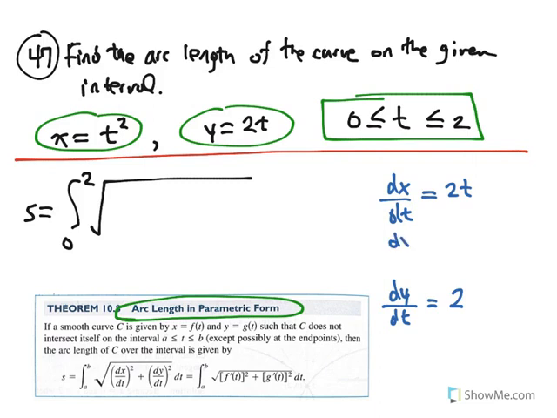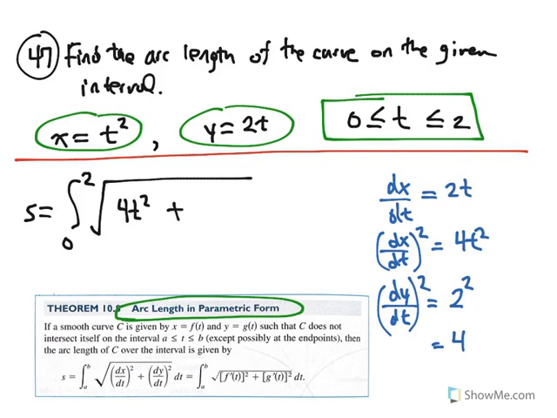And then you have to square dx/dt. dx/dt squared would be (2t) squared, which would be 4t squared. And then you have to square dy/dt. dy/dt squared would be 2 squared, which would be 4. So now you're going to write dx/dt squared, which is 4t squared, plus dy/dt squared, which is 4. And you're integrating with respect to t.